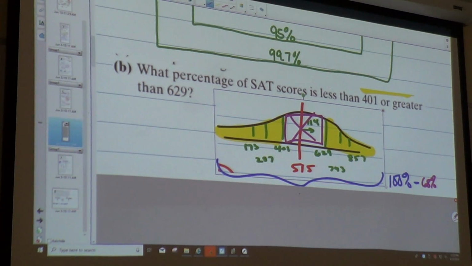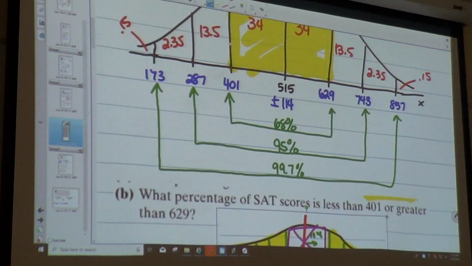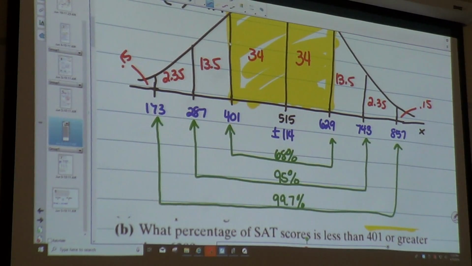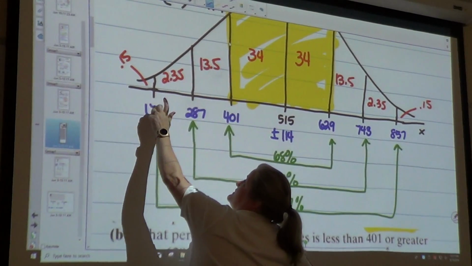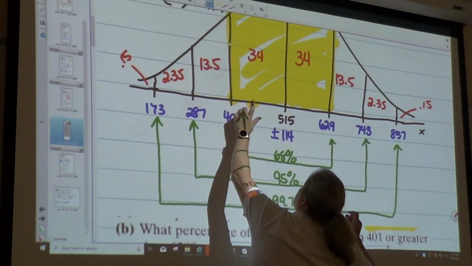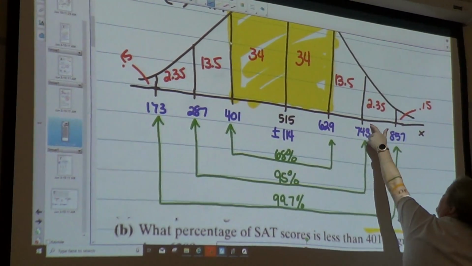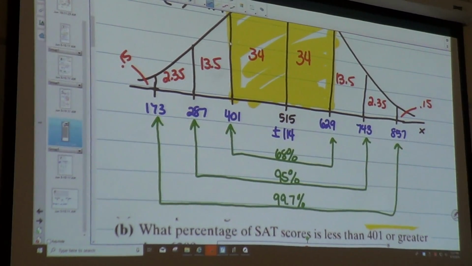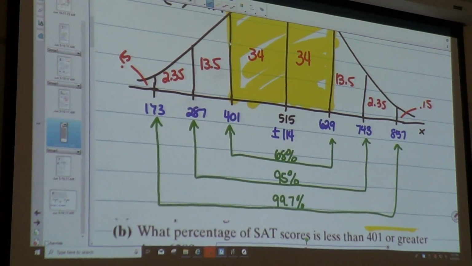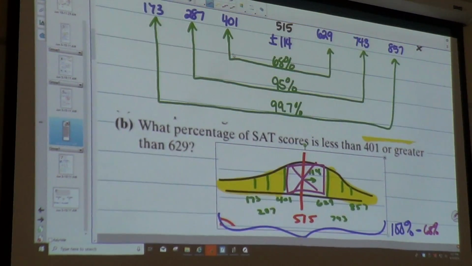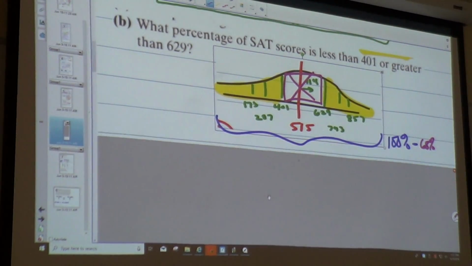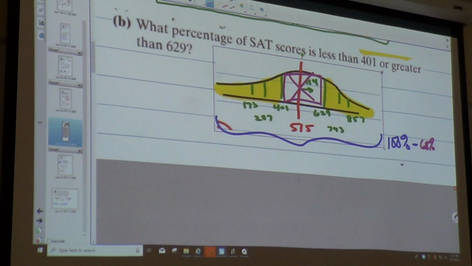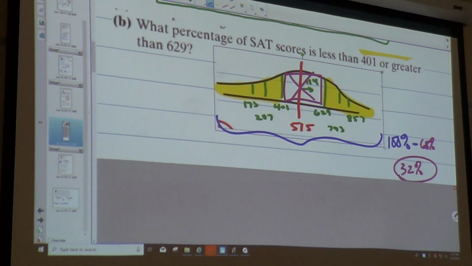Now, if you want to, you can come back up here and just memorize numbers. It's not the 68, it's everything else. So I want to do 0.15 plus 2.35 plus 13.5 plus 13.5 plus 2.35 plus 0.15. That will give you the same answer as well. What percentage is the more or the less than? 32%.